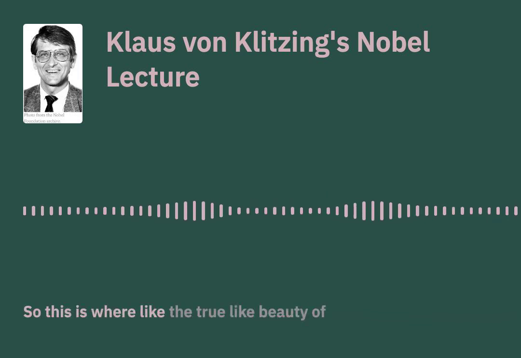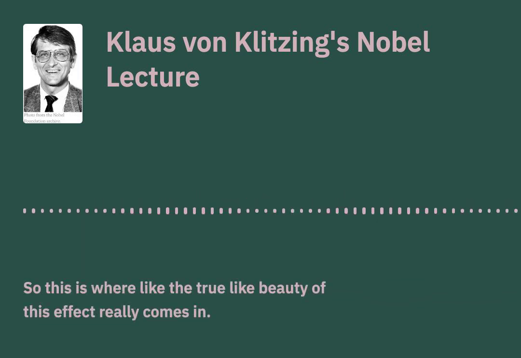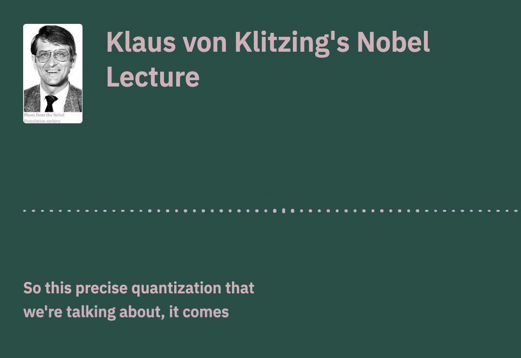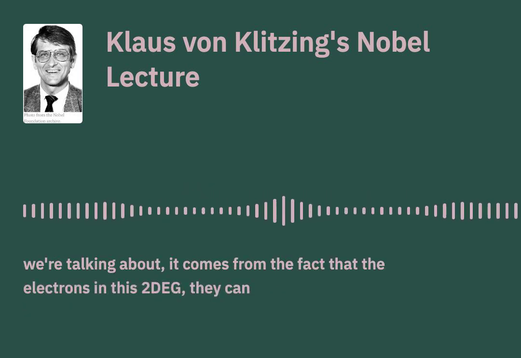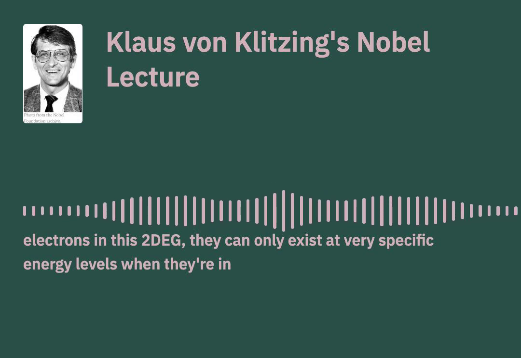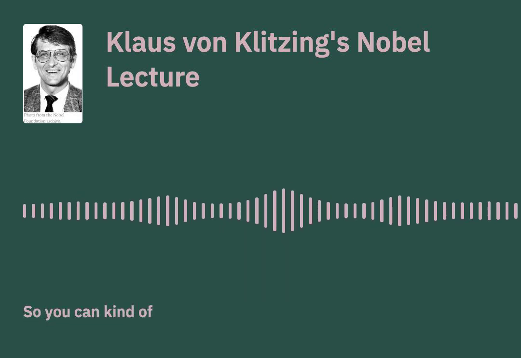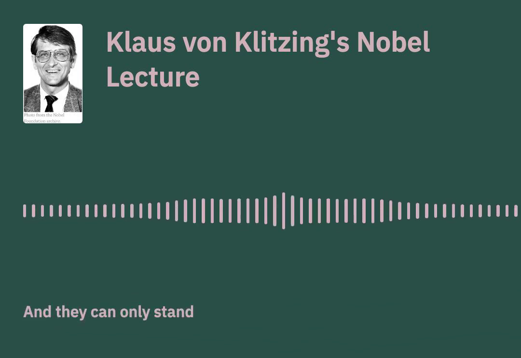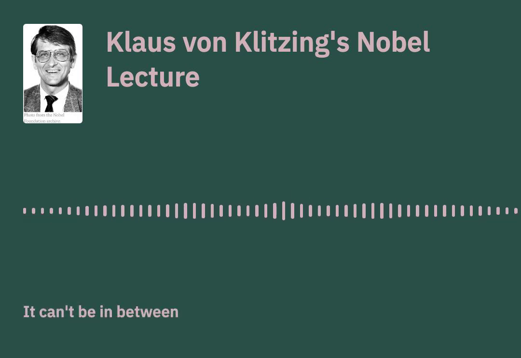So this is where the true beauty of this effect really comes in. This precise quantization comes from the fact that the electrons in this 2D EG can only exist at very specific energy levels when they're in a magnetic field. You can kind of picture it like the electrons are climbing a staircase, and they can only stand on the steps. It can't be in between the steps.